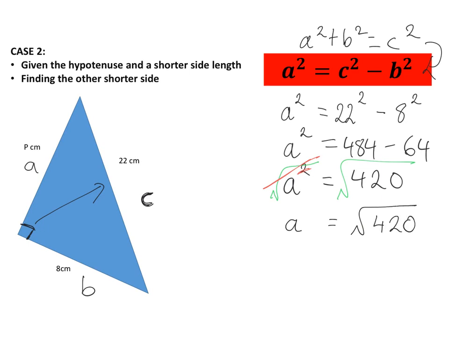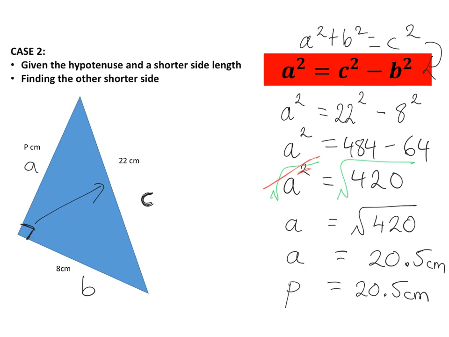And then we pop that into our calculator, and again rounding to one decimal place, I'm left with A is equal to 20.5 centimetres. And if we have a look over here, this was really P, so I'm going to change that to a P. So P is equal to 20.5 centimetres.